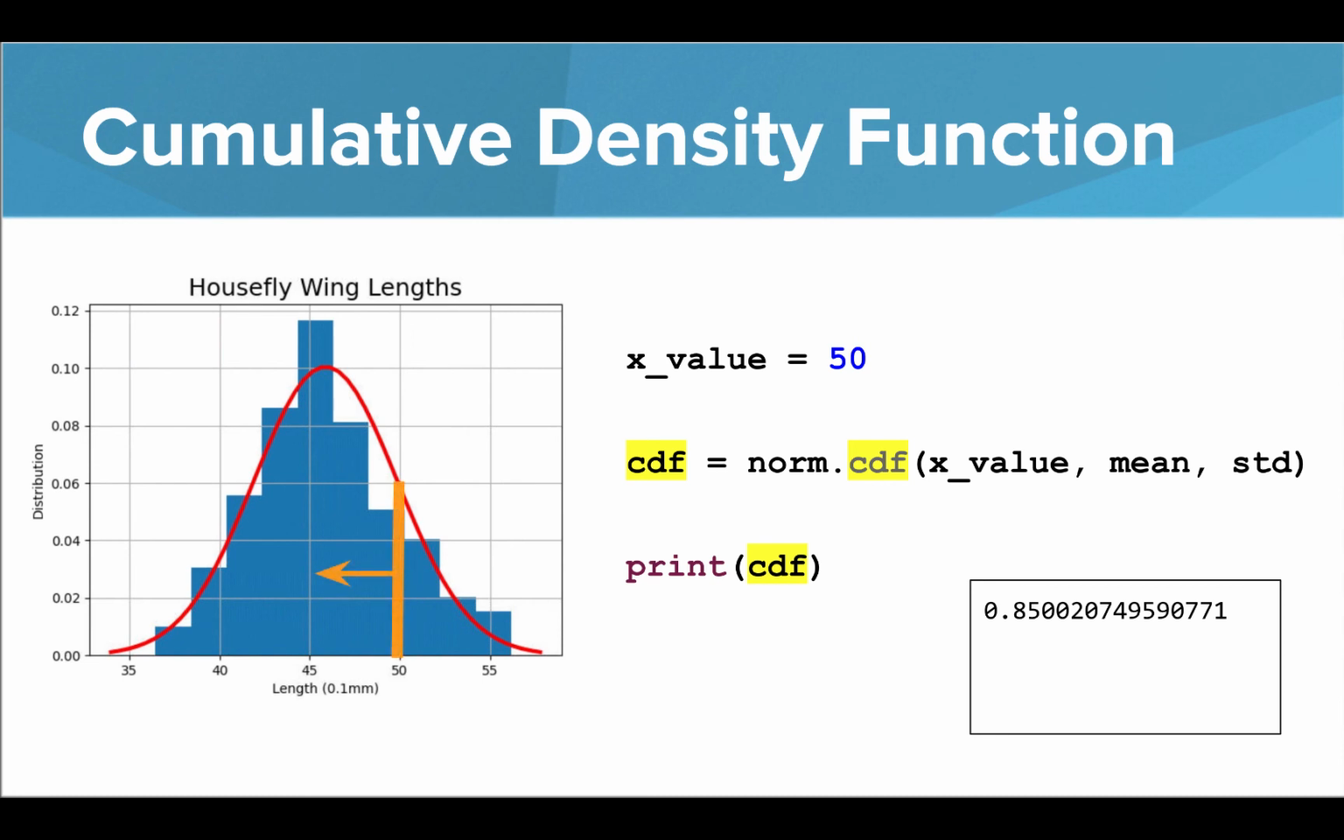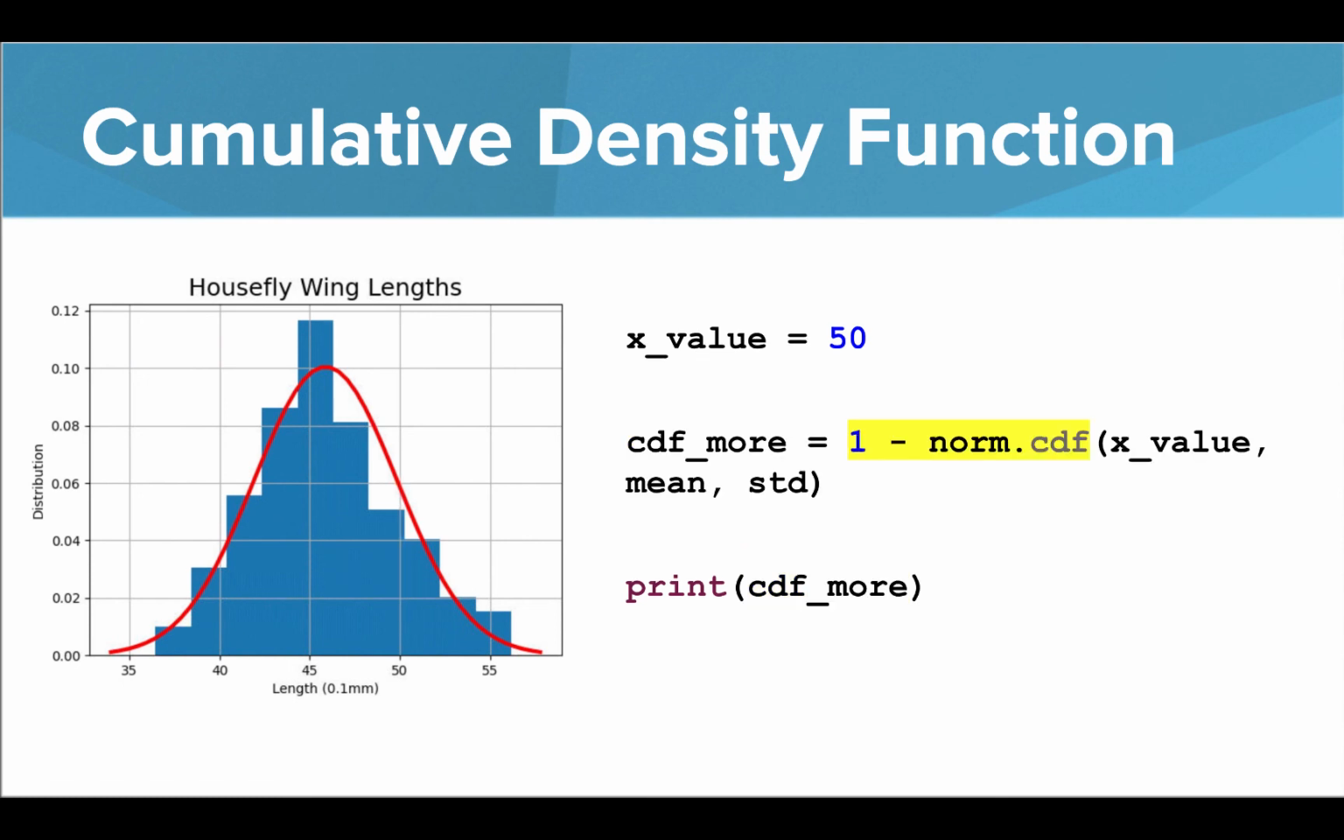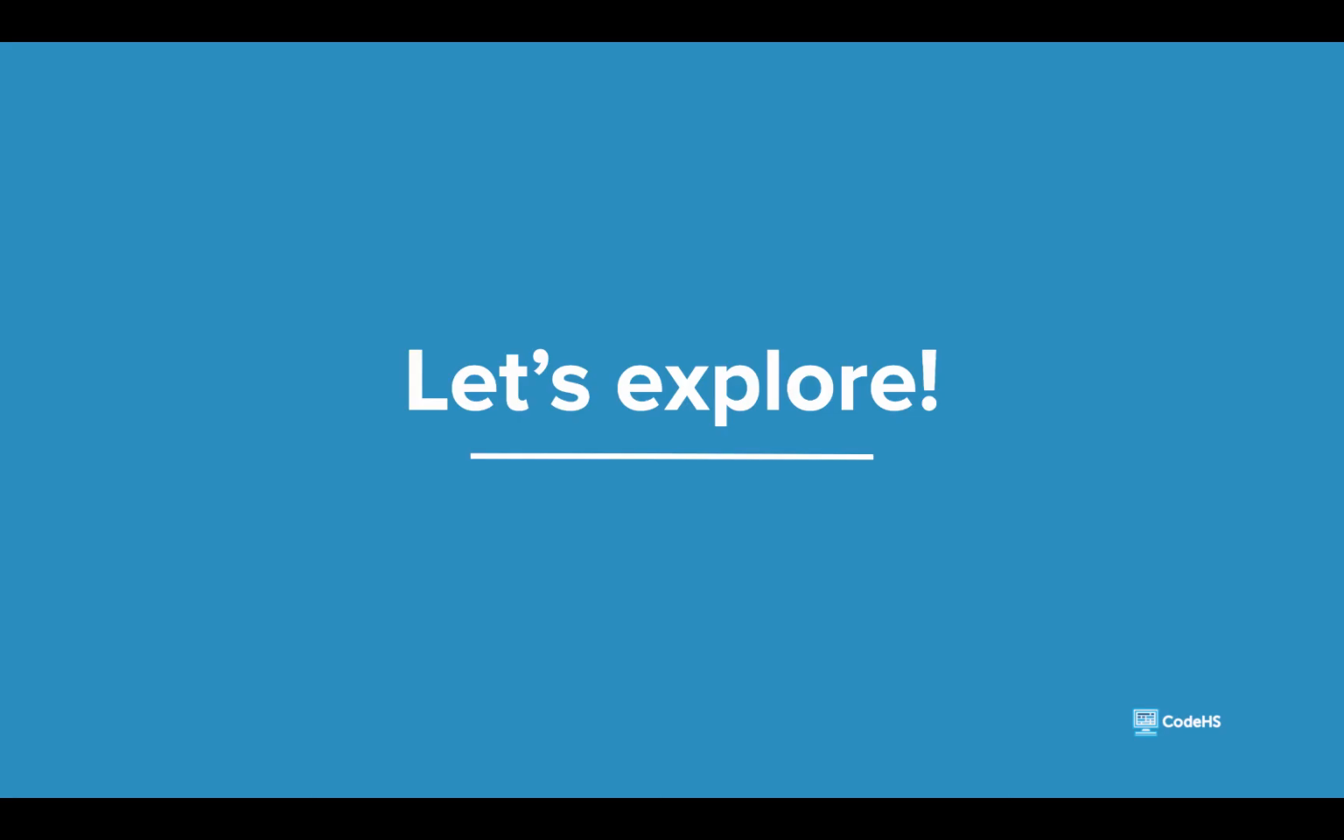We can also determine how many scores are more than 50. Since this is a percentage, we can simply subtract 85% from 100%. We can also do this calculation within the code. This time we'll include 1 minus the norm.cdf, and this will let us know that about 15% of data will be greater than 50. All right, well now it's your turn to dive deeper and explore more about these concepts.